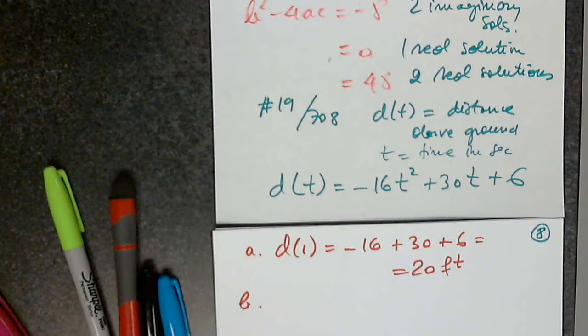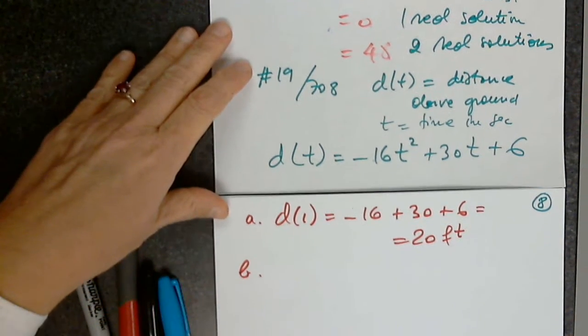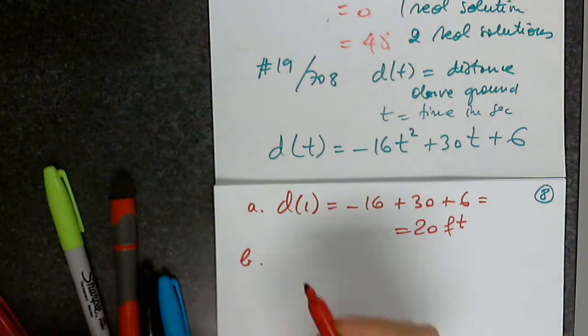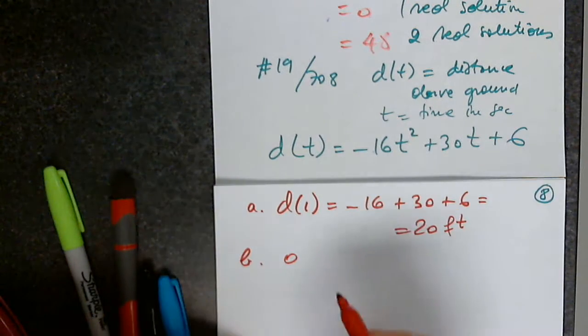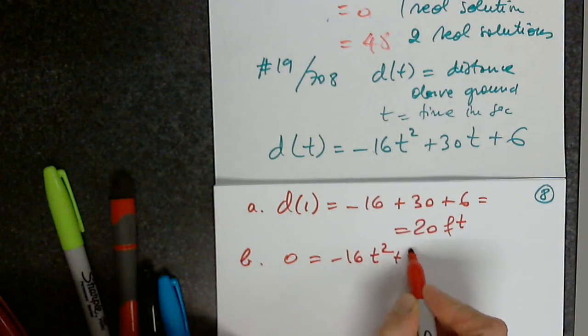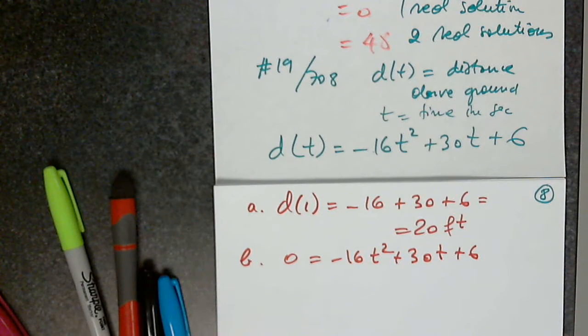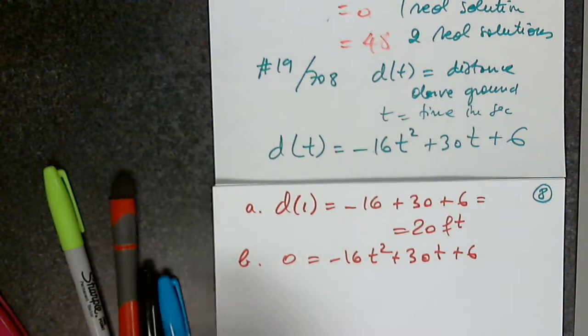Part B. Find the time it takes the hat to hit the ground. Give an exact time and a 1 decimal place approximation. They need to replace distance with 0. Exactly. So 0 equals negative 16t squared plus 30t plus 6. It's quadratic. I don't like it on this side because it has a negative leading coefficient, so I'm going to move everything to the other side.